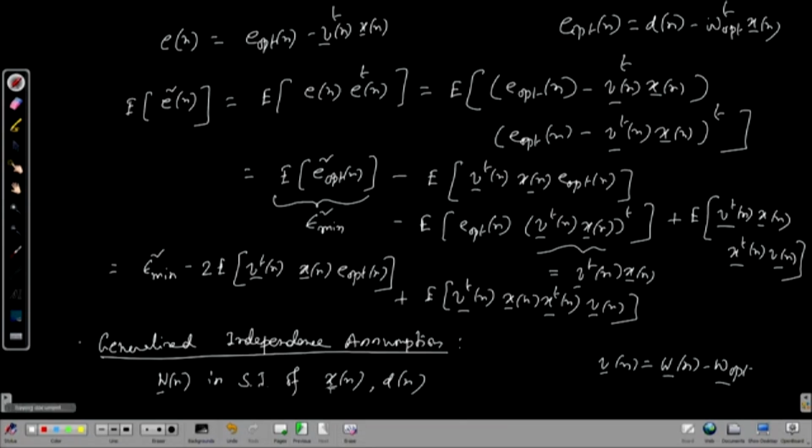So, if W n is statistically independent of x n vector and d n scalar, so is V n. Here V n is statistically independent of x n, and E of 10 depends on d n and x n. So, it is a function of d n and x n; this is a vector x n and this is a scalar E of 10. Both are statistically independent of W n and therefore V n, because E of 10 depends on d n and x n, W is constant here, and d n and x n are statistically independent of W n and therefore V n.